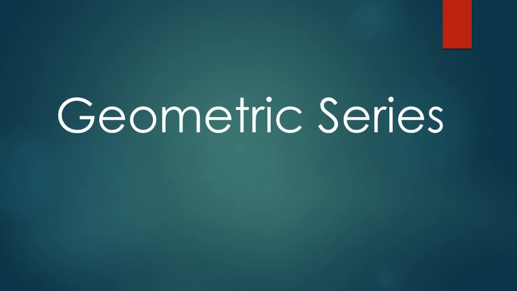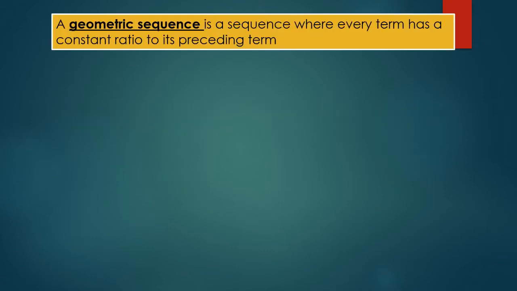For this video, we are going to discuss geometric series. Before we discuss geometric series, let us discuss first geometric sequence. A geometric sequence is a sequence where every term has a constant ratio to its preceding term. For example, we have this sequence: 4, 8, 16, 32, and 64.